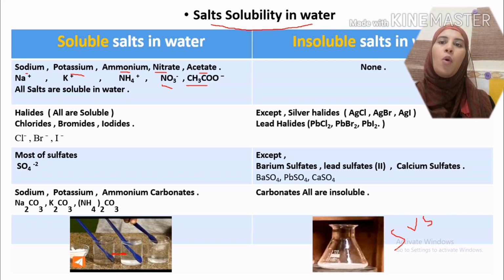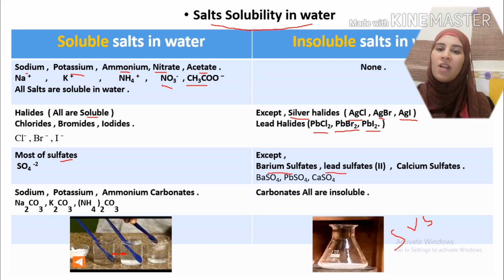The second group: all halides are soluble in water, except silver halides. Silver chloride is a white precipitate, silver bromide is a creamy precipitate, silver iodide is a yellow precipitate. Lead halides, which are lead chloride, lead bromide, and lead iodide, are insoluble in water. Most sulfates are soluble in water, except barium sulfate, lead sulfate, and calcium sulfate. They are insoluble in water.